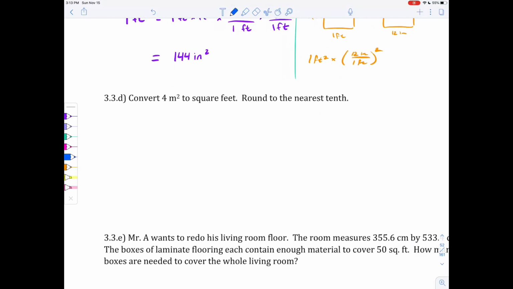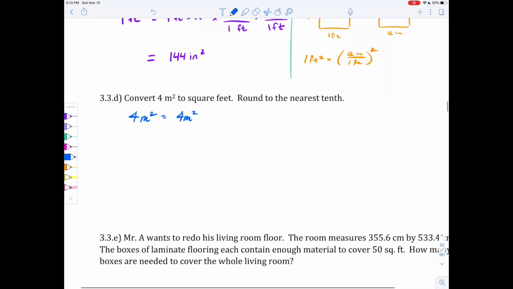In this next one, we're going to convert 4 square meters to square feet, and we will round to the nearest tenth. And by that same logic, because these are square dimensions, we're going to multiply by the conversion rate twice. So we have 4 square meters. And I'm going to get rid of the square meters by having meters on the bottom, but making sure I get rid of it twofold.